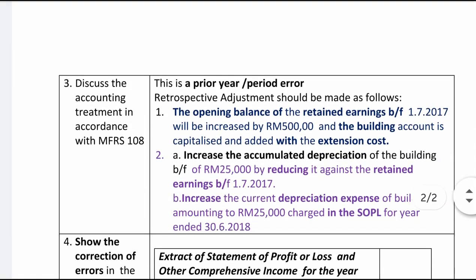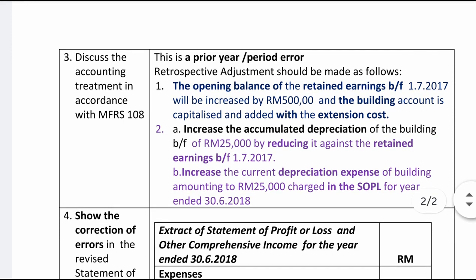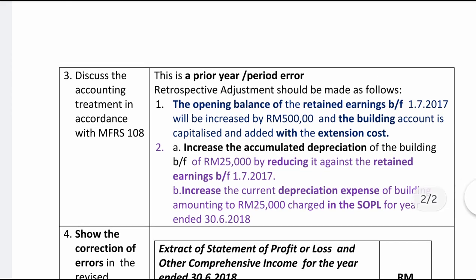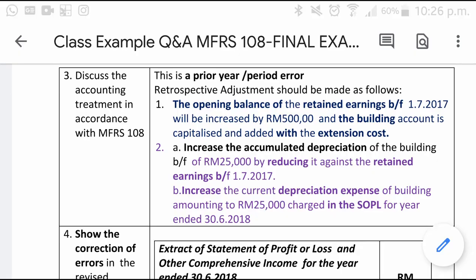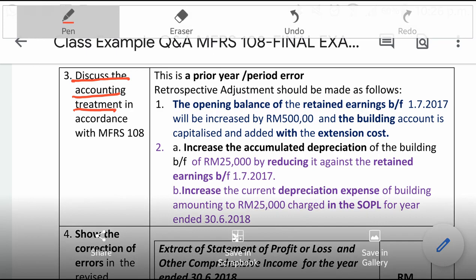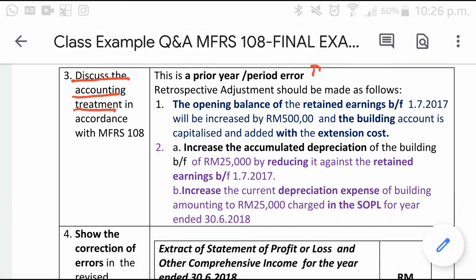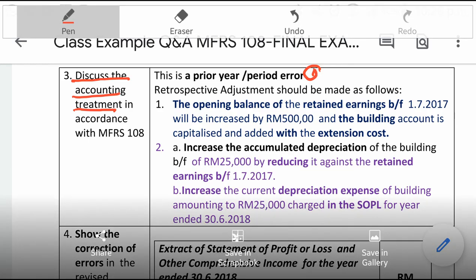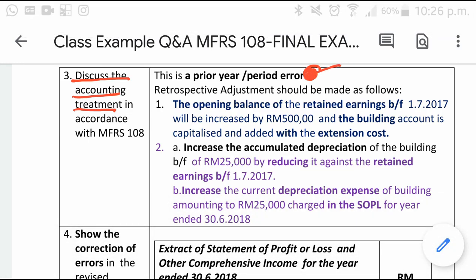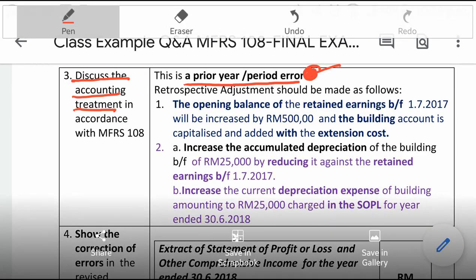Next is to discuss the accounting treatment. Not only can you do the correction, but you also need to be able to discuss or explain what you have earlier corrected. If you are asked to discuss, explain or describe the accounting treatment, number one that you must do is to state the element. This is the important item. Our important element here is, this is not a change in accounting estimate, this is not a change in accounting policy, but this is a prior period error.